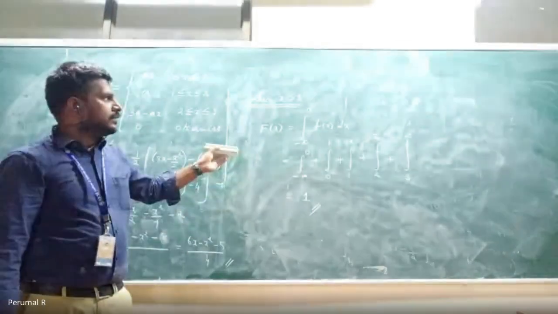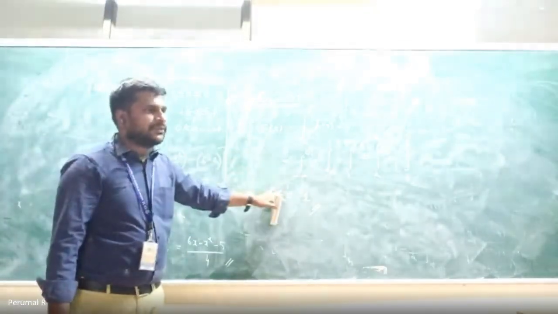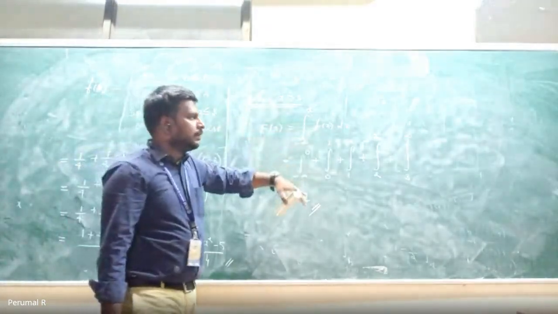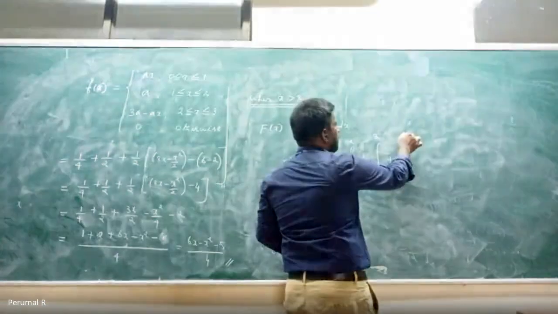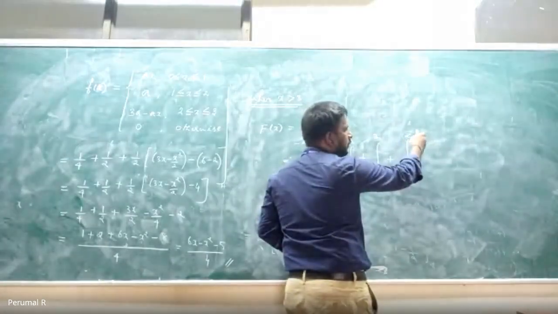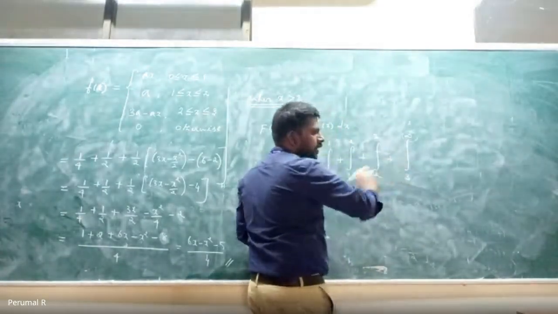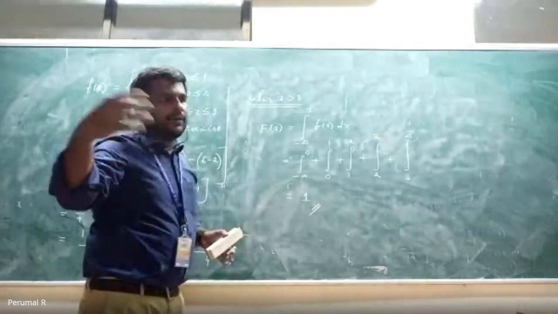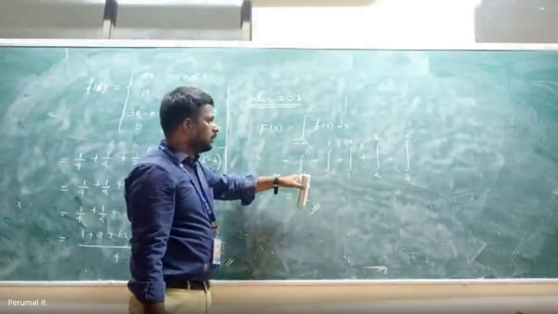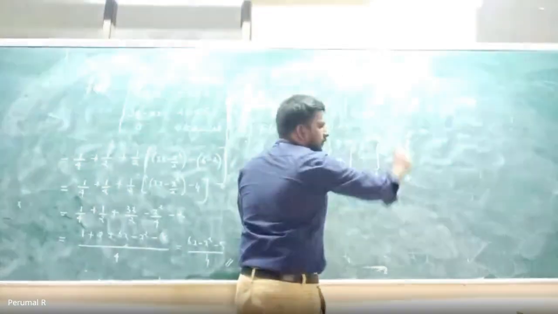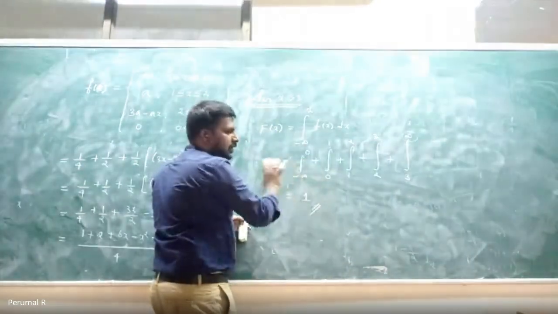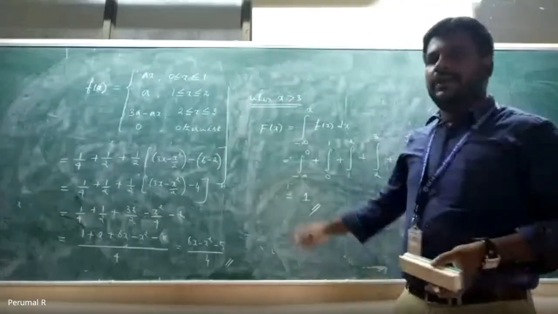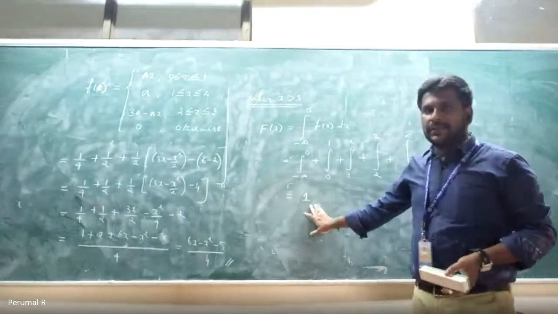When x is greater than 3, your function value becomes 1. So there is no need to compute anything for x greater than 3. We know that the sum of all your probability values becomes 1, so from minus infinity to plus infinity you are getting 1. That's why your cumulative distribution function value is 1. So when x is greater than 3, directly you write that it is 1.